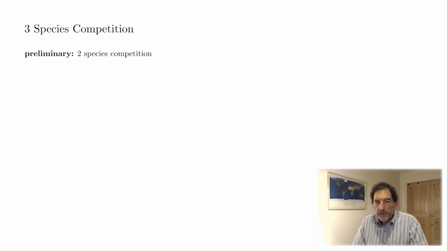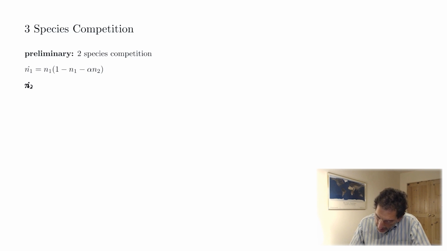Let's imagine we have two biological species that each evolve by logistic growth, but they compete with each other for resources. A very simple set of equations to describe the dynamics might be the following. Let N1 and N2 denote the densities of the two species, 1 and 2. Then N1 dot is N1 times (1 minus N1 minus alpha N2), and N2 dot is equal to N2 times (1 minus N2 minus alpha N1).